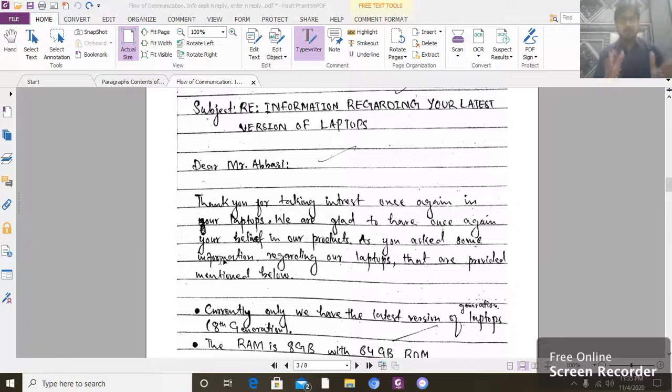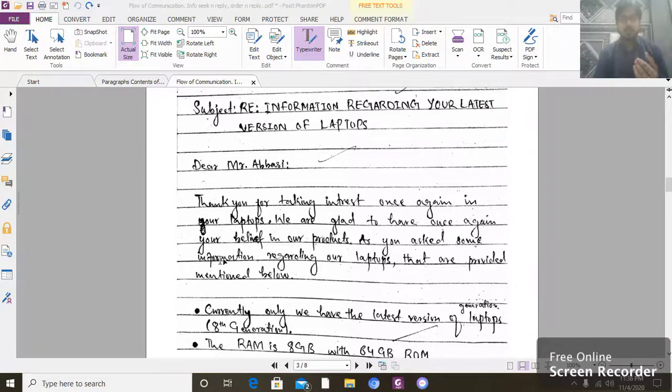So for example, this particular sample is the sequel of the previous letter, in which the writer wanted some information about the latest version of laptops from HP company. Now, the subject, if you can see, because this is a reply, we have written RE colon and then the same subject. Salutation is given. Then, if you see, thank you for taking interest once again in our laptops. We are glad to have once again your belief in our products. As you asked for some information regarding our laptops, that is provided below.